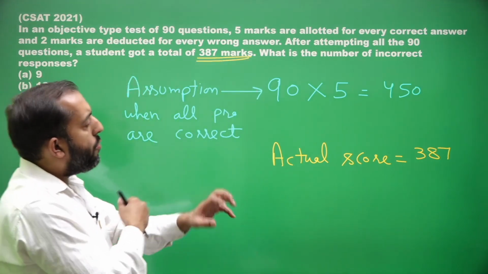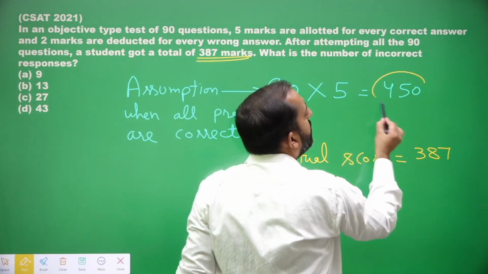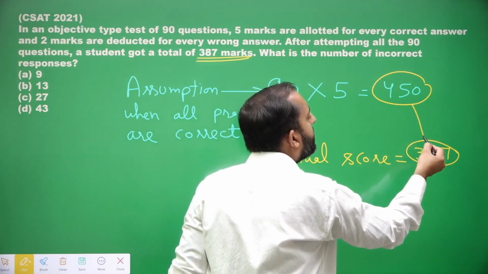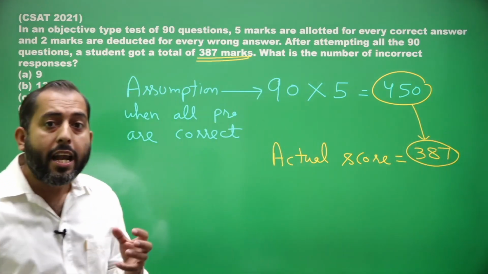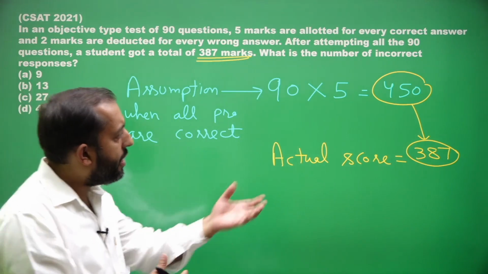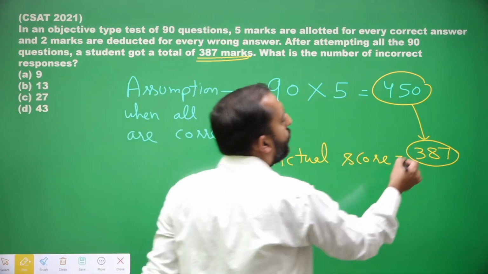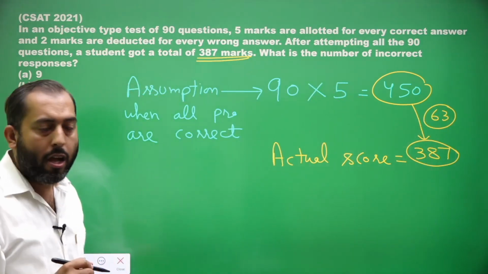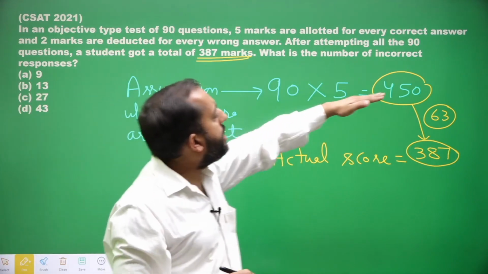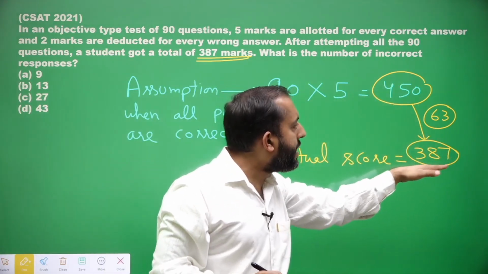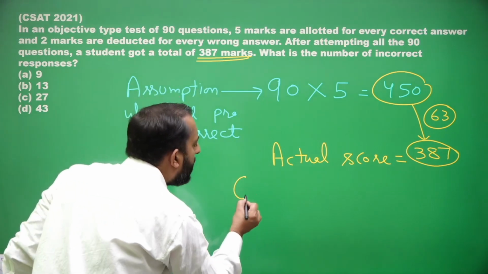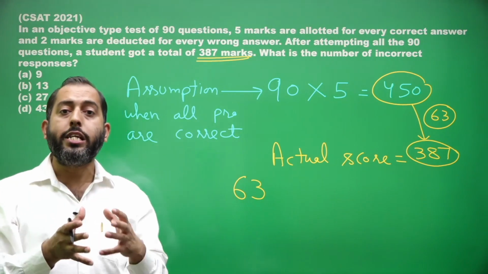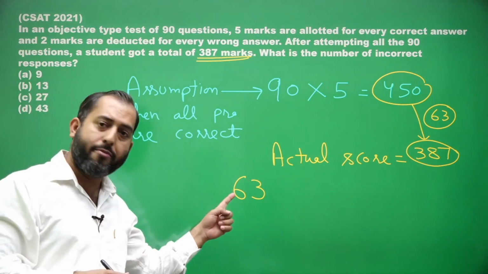Okay. So, this is my assumption. This is reality. Reality is how much less than assumption? If you find the difference, you will come across 63. So from the assumption, if you want to achieve the reality, you need a total reduction of 63.